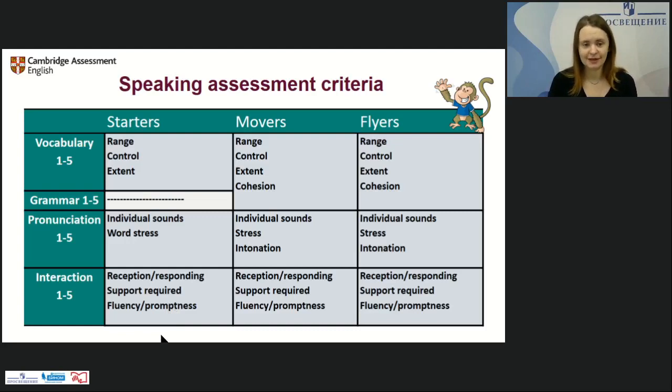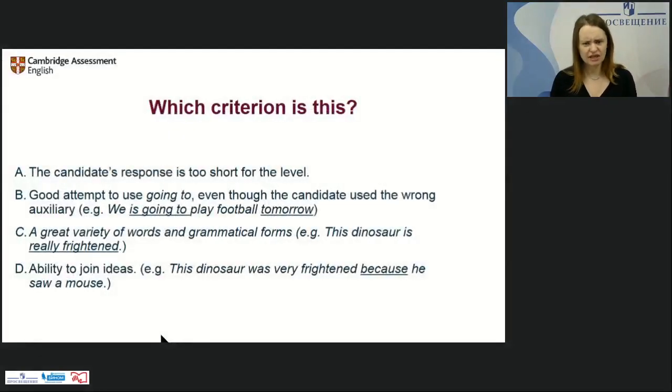So let's have a closer look and try to guess what criterion is shown here. If the candidate's response is too short for the level, what is that? Is that vocabulary? Is that pronunciation? Is that interaction? Is that probably, I don't know, intonation pattern or word stress? So what about A? Vocabulary. Any other ideas for number A? Okay, it's either vocabulary or interaction as far as I understand.